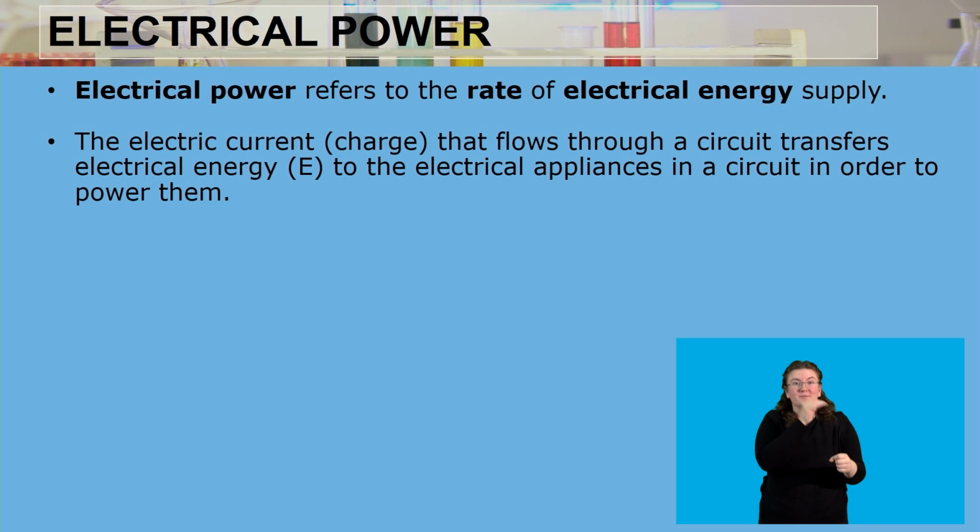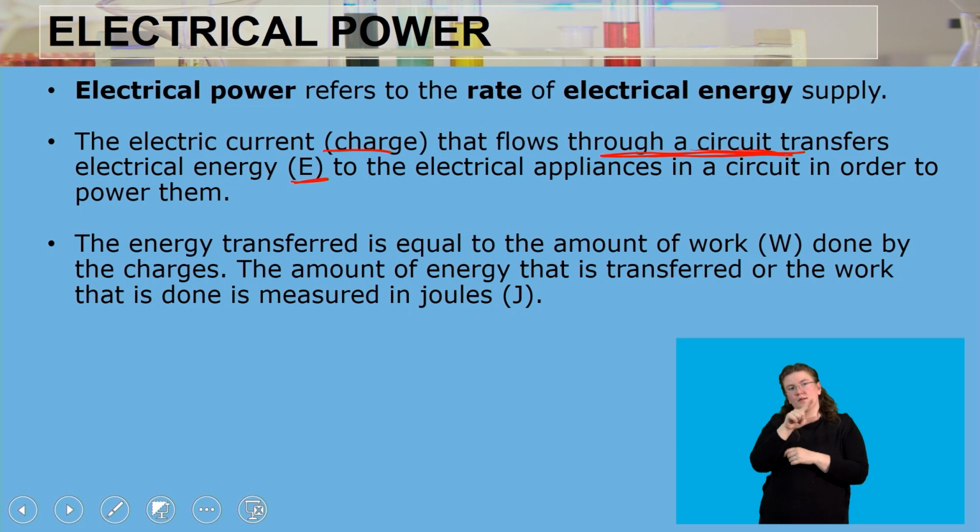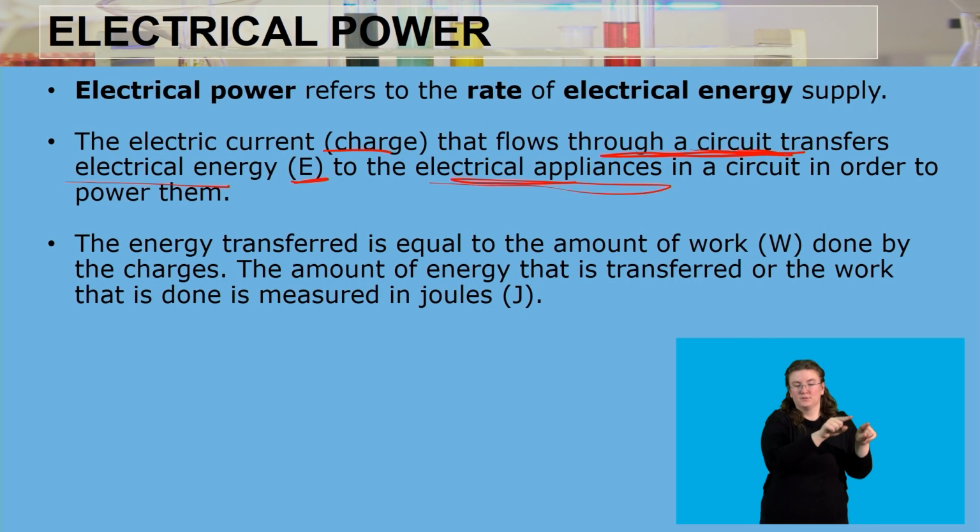Then the electrical current, which is the charge that flows through a circuit, transfers electrical energy, which is denoted by E, so E stands for energy, to the electrical appliances in a circuit in order to power them. Remember that the circuit can be connected in parallel and it can also be connected in series. However, the most important thing to remember is that the electrical charge flows through the circuit and transfers the electrical energy to the appliances in order for them to function. In order for those appliances to function, they need the electrical energy.